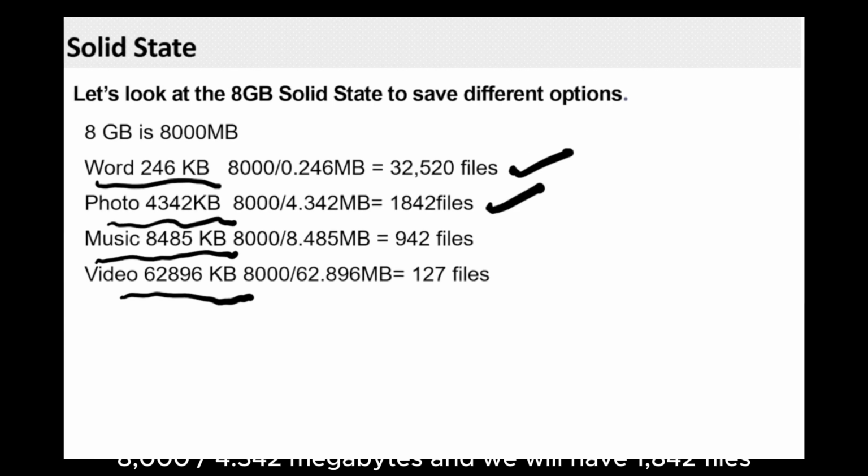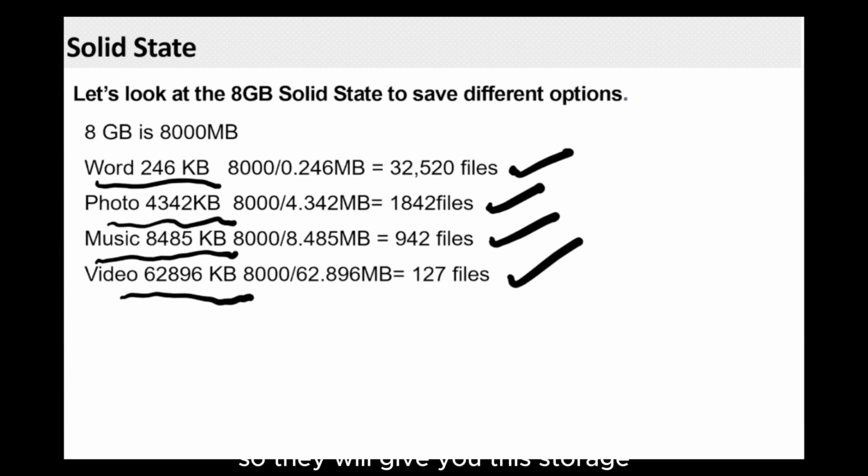1,842 files. Next, they have given us our music, which is 8,000 divided by 8.485 megabytes equals to 942 files we can save. And then our video is 8,000 divided by 62.896 megabytes. We will have 127 files.